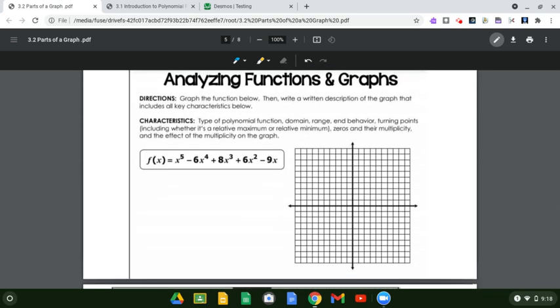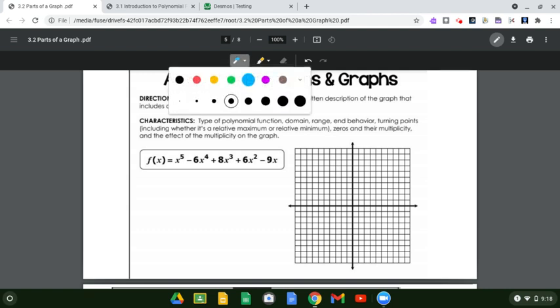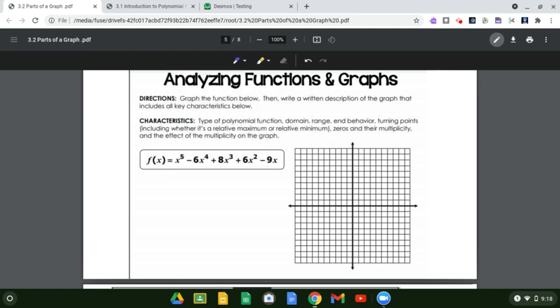Okay, next example. We want to determine the following characteristics: the type of polynomial function, domain, range, end behavior, turning points, relative maximum, relative minimum, zeros and their multiplicity, and the effect of the multiplicity on the graph. Let's determine a few things first. We see that it is a quintic polynomial. So our parent function is y equals x to the power of 5.